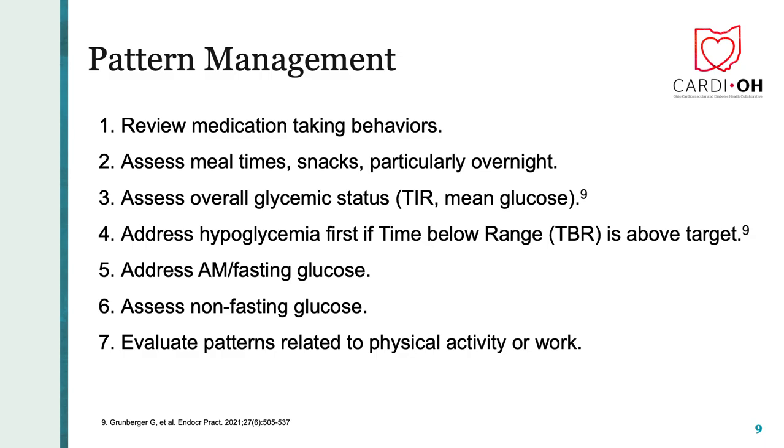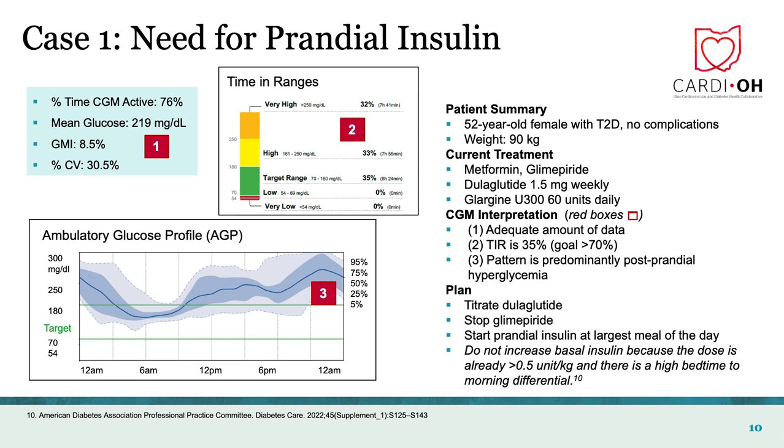So moving on to our cases, this is case number 1, and this is a 52-year-old female who's otherwise reasonably healthy. Body weight is 90 kilograms. Her current management includes metformin, glimepiride, dulaglutide, and glargine U300 at a pretty reasonable dose of 60 units per day. And you can see a couple of basic elements of the CGM report are included here.